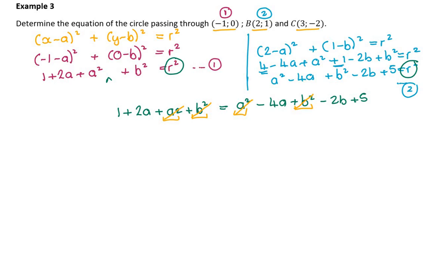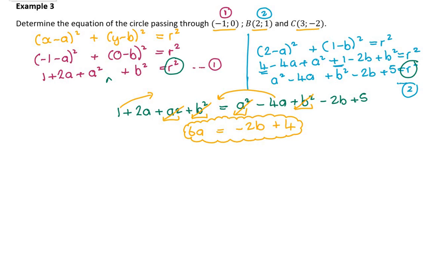So if I just hop these a's across, I'm going to get 6a, and I'm going to have minus 2b on this side, and then if I shove that 1 over, I'm going to get plus 6. Now as I said that, I realize I'm not going to have plus 6 because 5 take away 1 is plus 4, so that's a bit better. Now this is an equation involving a and b. I can't solve for a and I can't solve for b because it's just one equation.